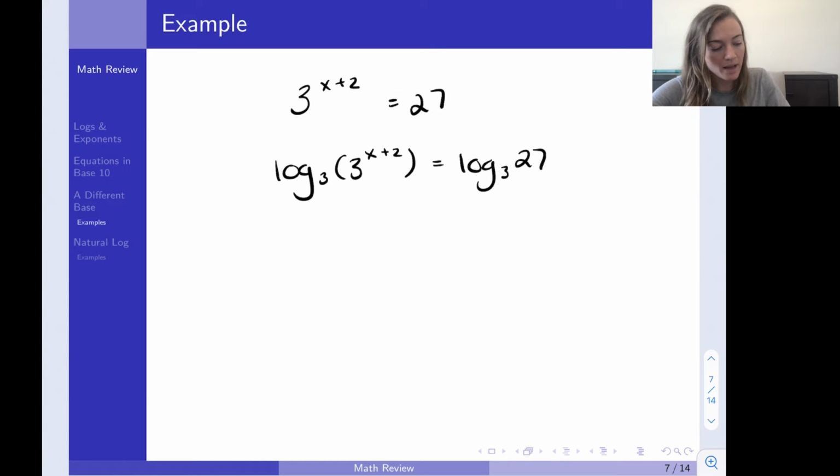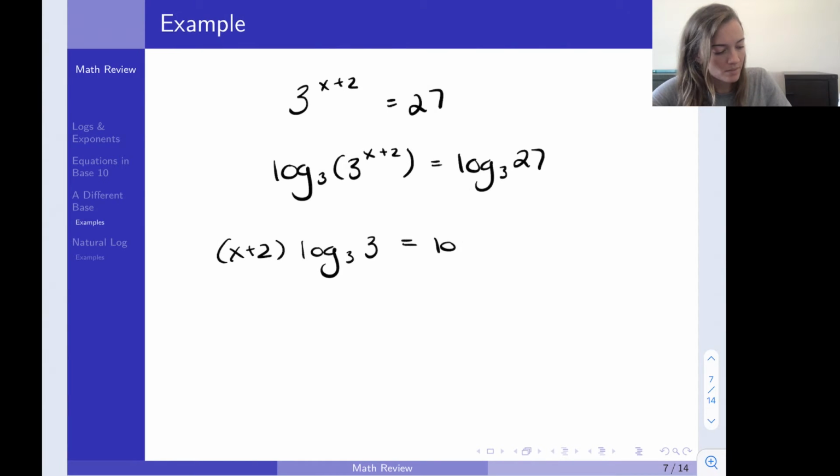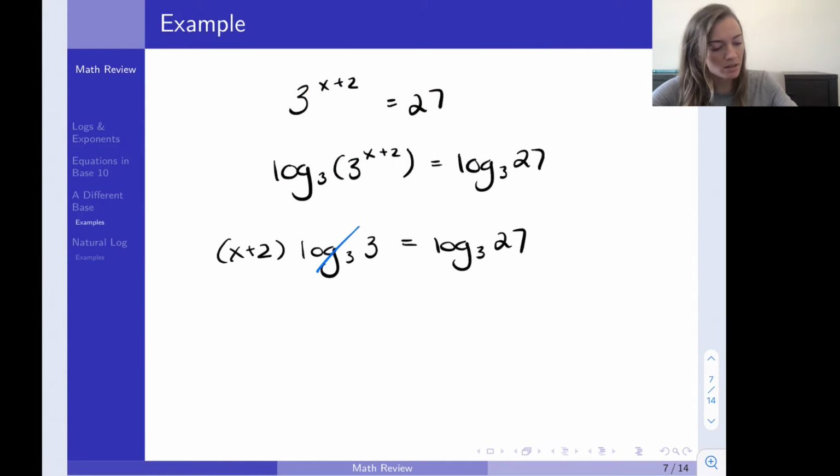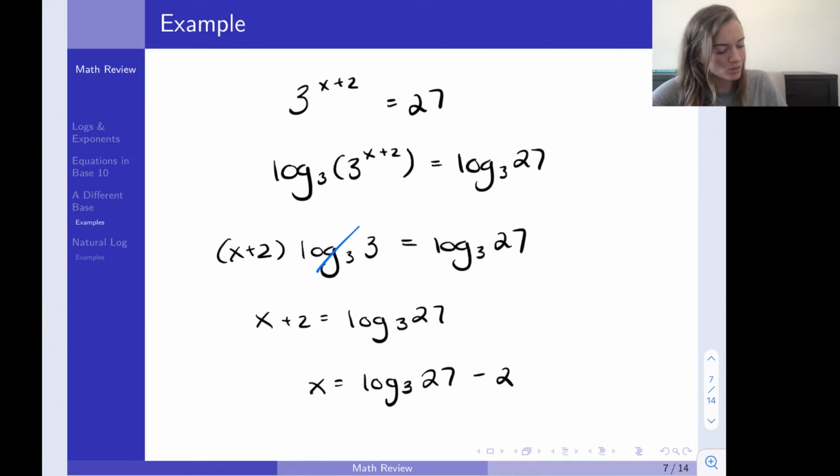And so now here our exponent again goes in the front, so that entire x plus 2 goes in front here. We have log 3 base 3, so that's going to simplify to 1. And we're left with x plus 2 is equal to log base 3 of 27. We can subtract 2 from both sides, and we get our log minus 2. Plug this into your calculator, you get 3 for that. So then you're left with x is equal to 3 minus 2, so x is equal to 1.